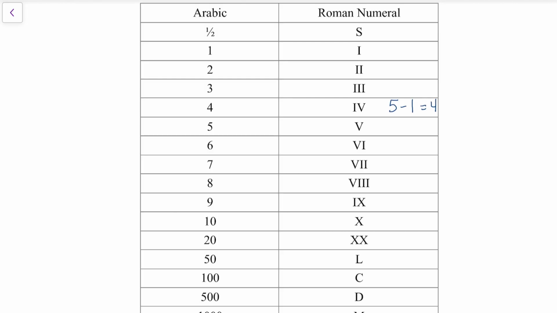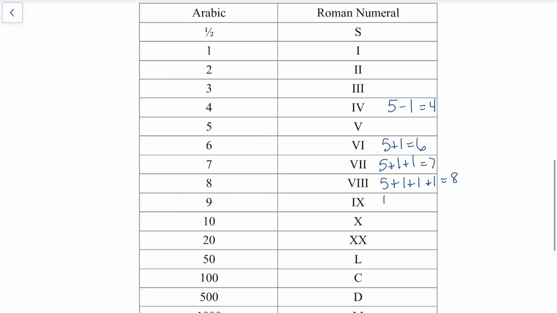And then V is 5, VI, or 5 plus 1, gets us 6. 5 plus 1 plus 1, 7. 5 plus 1 plus 1 plus 1 is 8. And again, because I can't write another one, I have to use that subtraction and do IX, okay, which is 10 minus 1, or 9. Then I have X for 10, and then 11 would be XI, XII, XIII, and so on. So you would just kind of keep going.